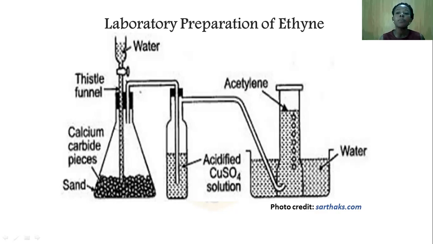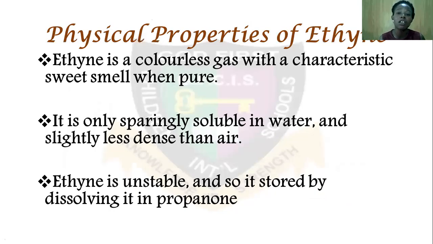Now, the physical properties of ethyne. Number one, it is a colorless gas with a characteristic sweet smell when pure. Then it is sparingly soluble in water and slightly less dense than air. That's another property of ethyne. Then ethyne is unstable, meaning that it's very reactive. Remember, it has a triple bond, so that makes it very reactive. Because of that, it is stored by dissolving it in propanone. It is dissolved in propanone when stored.